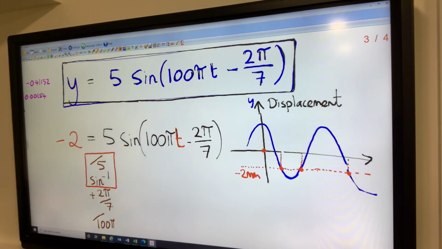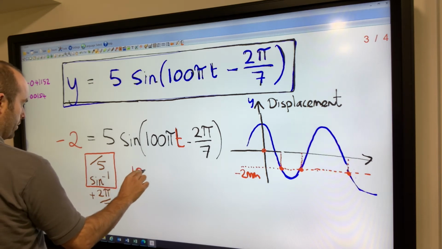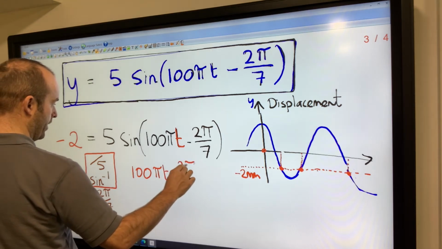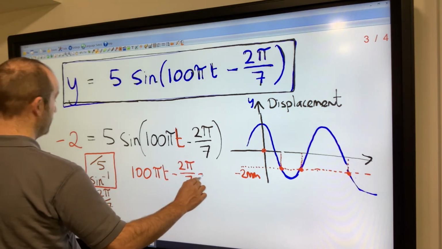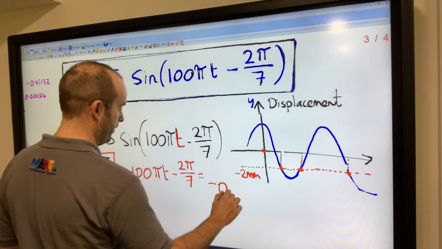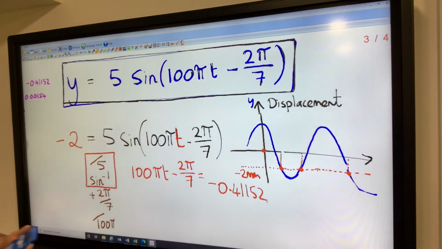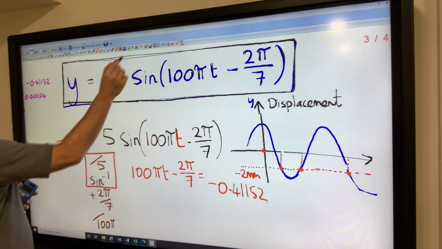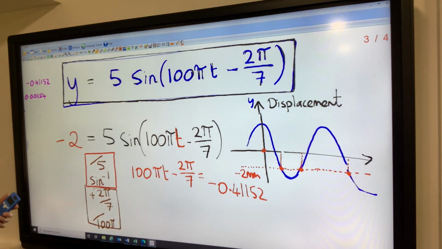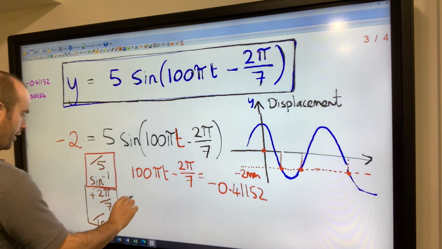So dividing both sides by 5 and inverse sine gives me 100 pi t minus 2 pi over 7 is minus 0.41152. Okay, so we've just done those 2 bits. Your last 2 bits: add 2 pi over 7 to both sides and then divide by 100 pi, and that'll give me t.